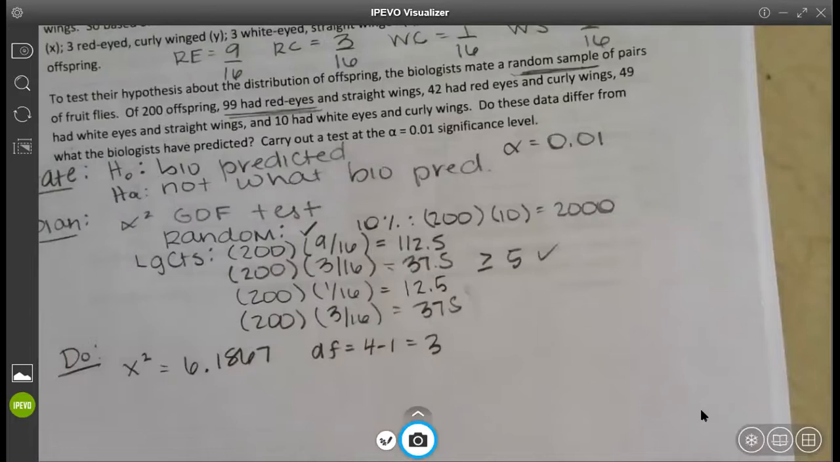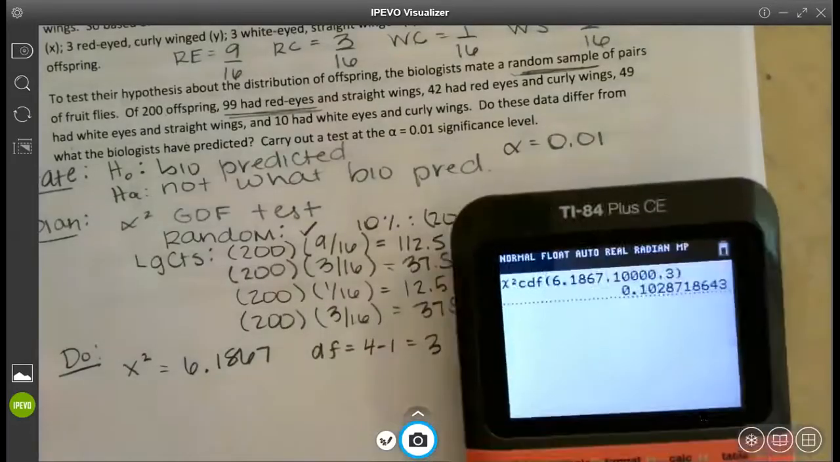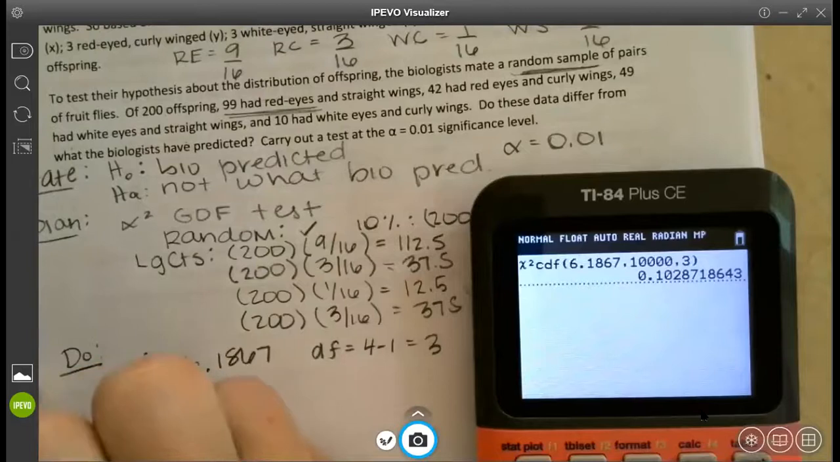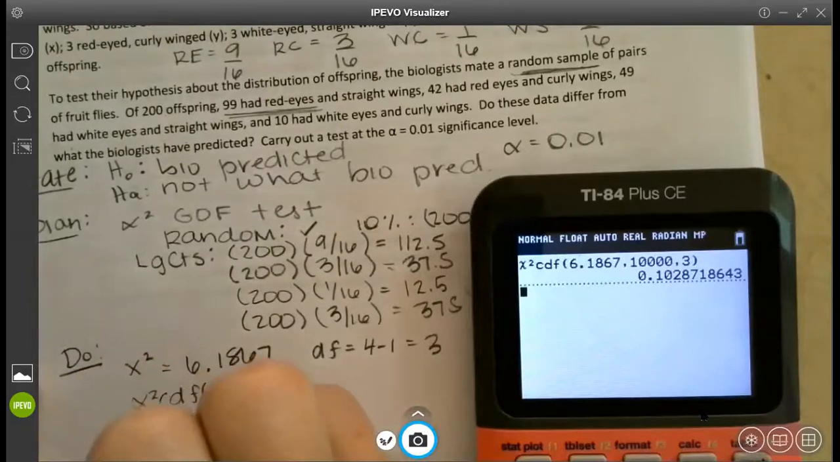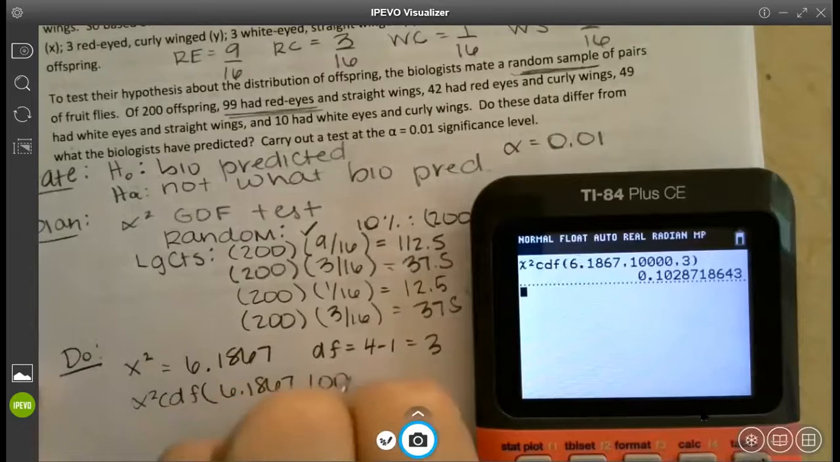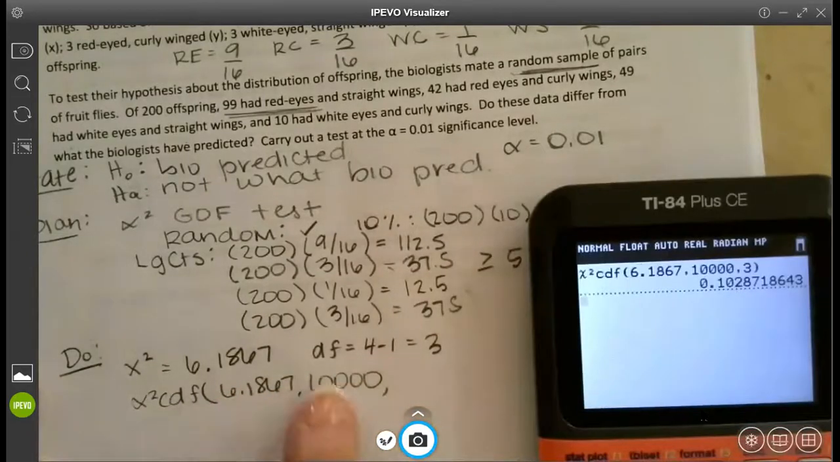How do we figure out our p-value? Where's it at? Use the upper tail, with degrees of freedom 3. You want to copy all that down? I did 6.1867. Make sure that you justify what that is, the upper tail and degrees of freedom. And I got 0.103.